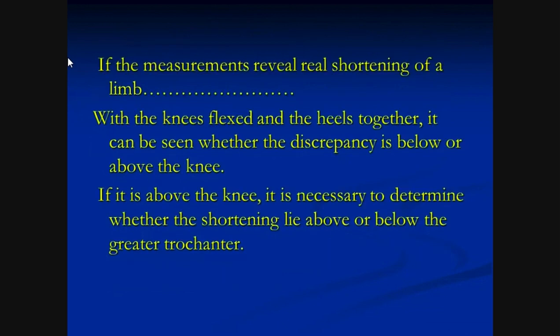If the measurement of the real length shows shortening of the limb, then with the knee flexed and heels together, it can be distinguished whether the discrepancy is below or above the knee. And if we discover that the discrepancy is above the knee, it is necessary to determine whether the shortening lies above or below the greater trochanter.